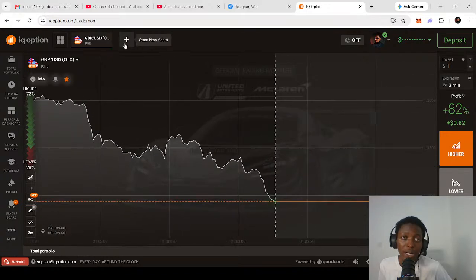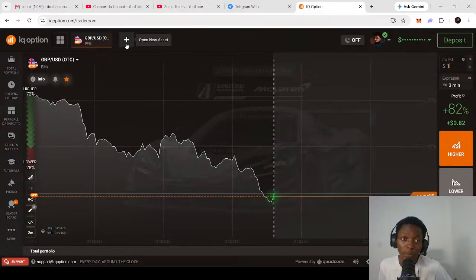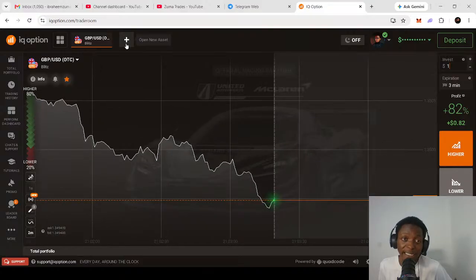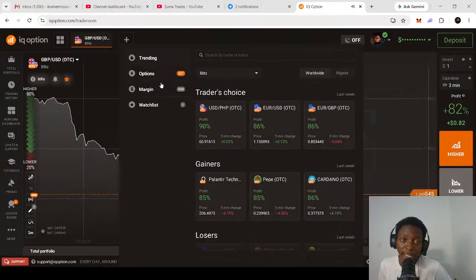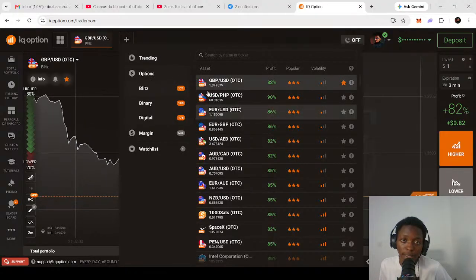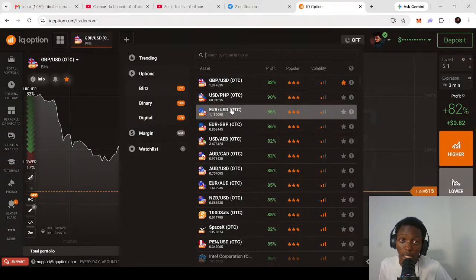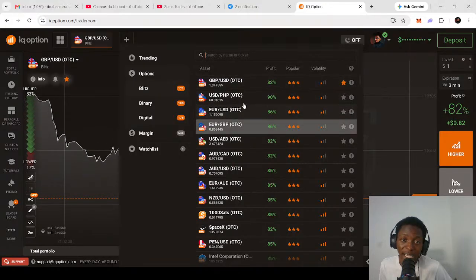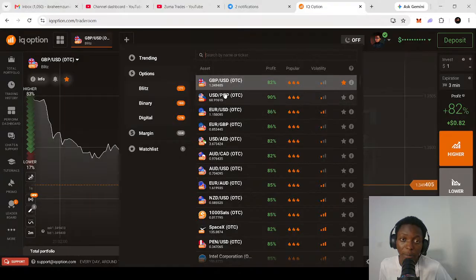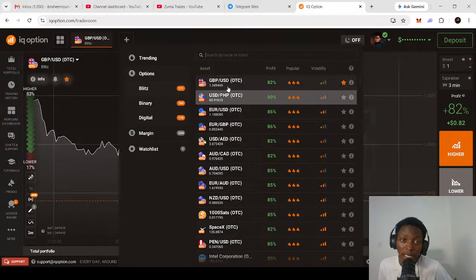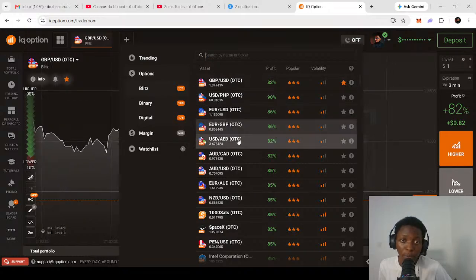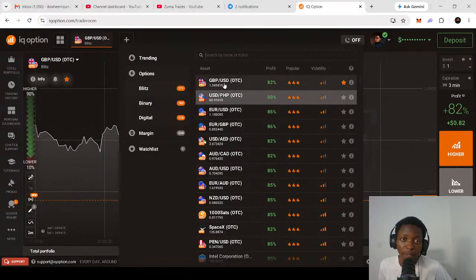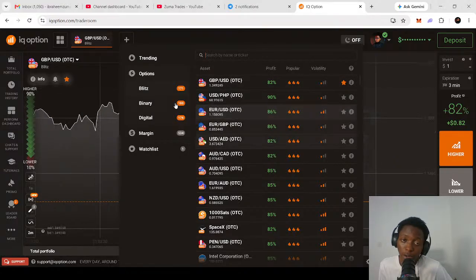And then this section right here, if we want to add many more assets, we can just come to this section and just click it. You can see that there are many different assets that we can actually trade with, or we can choose from on IQ Option. When you come to the options right here, you can see the many currency pairs that you can trade, binary options, the OTC market, that's over the counter. And so here's the GBP USD, USD PHP, Euro USD, Euro GBP. There are many different assets that you can trade with. You just click any one you want.